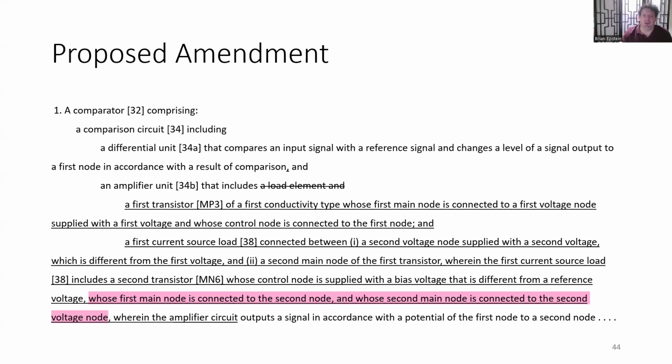Here's my proposal. It's pretty lengthy. But the important part, of course, is that pink transistor. And so we're going to say, there's a second transistor Mn6 whose first main node is connected to the second node and whose second main node is connected to the second voltage node. And then it continues. Okay. I'm not going to read this whole thing.